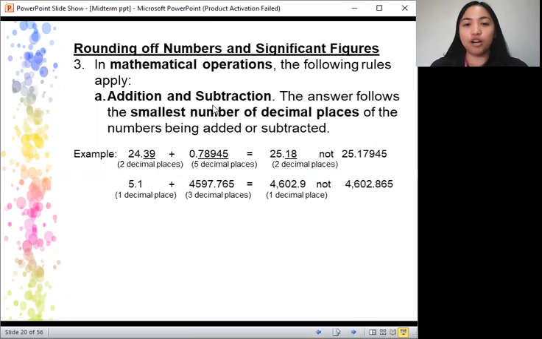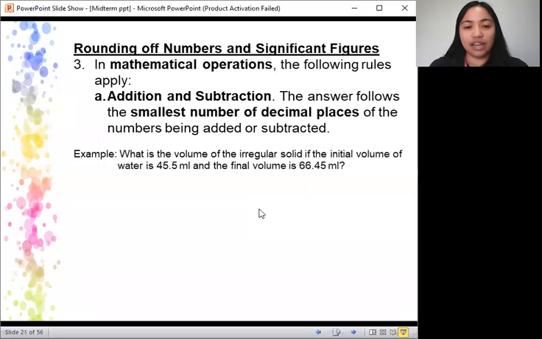Kay imuhang operation naman ni gamit is addition. So another example, so a problem. What is the volume of the irregular solid if the initial volume of water is 45.5 ml and the final volume is 66.45 ml? So in getting the volume for the irregular solid, you use a graduated cylinder. For example, you are getting the volume of a rock, bato.